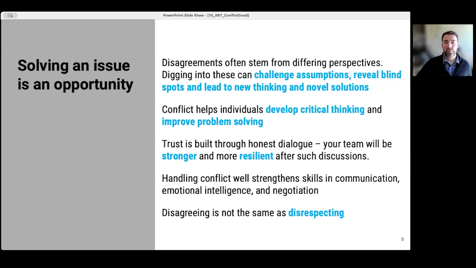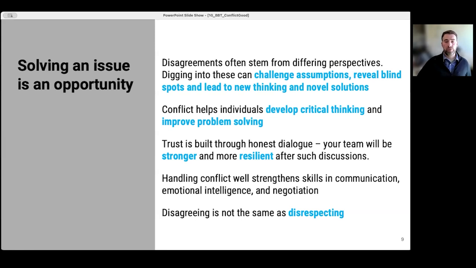Disagreements often stem from differing perspectives. Digging into these can help you challenge assumptions, can help you think about things that you might not have thought about because you assume it's known or you assume it's fixed, when actually a different perspective can give you a different way in. It can help you develop critical thinking, which improves your problem solving.